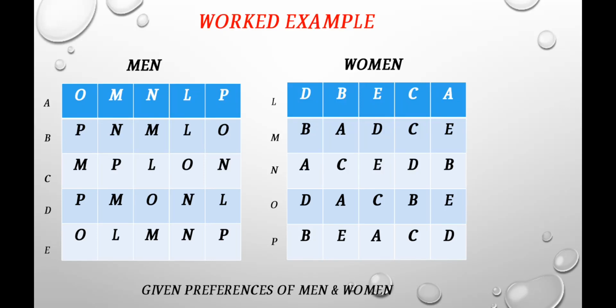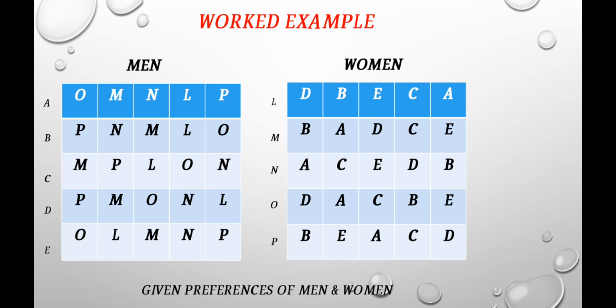In my previous video, we discussed the introduction to the stable marriage problem using the Gale-Shapley algorithm. In this video, we are going to solve a stable marriage problem using the Gale-Shapley algorithm. In the question paper, the students will be given two equal sized sets of elements, which are the preferences of men and women, as shown in this slide.